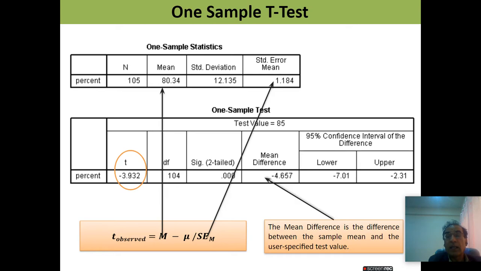and then lower and upper bound. The mean difference is the difference between the sample mean and the user specified test value.